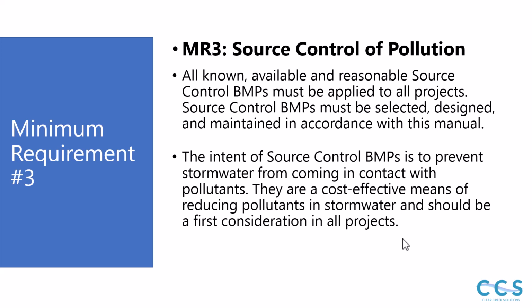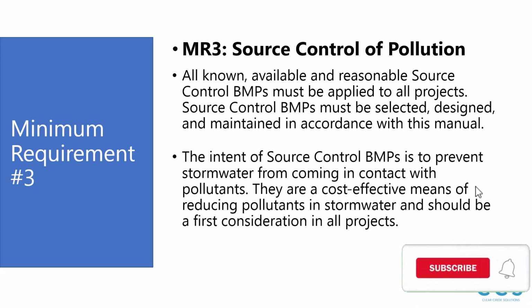So minimum requirement number 3, source control of pollution. All known, available, and reasonable source control BMPs must be applied to all projects. Source control BMPs must be selected, designed, and maintained in accordance with the Stormwater Management Manual. The intent of source control BMPs is to prevent stormwater from coming in contact with pollutants. They're cost-effective means of reducing pollutants in stormwater and should be a first consideration in all of your projects. So essentially, we're wanting to control all of that pollution that is coming from the site. We need to be able to control that right at the source as opposed to letting it go downstream.